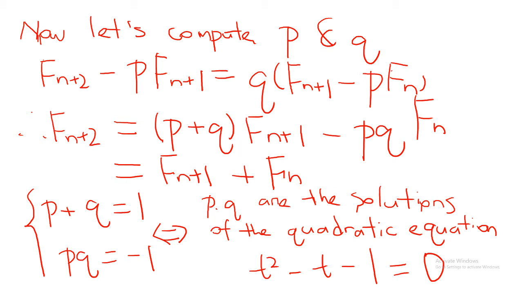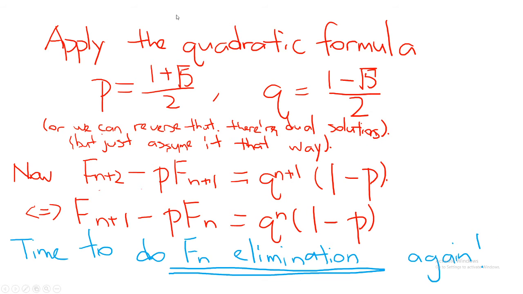According to a very famous theorem, p and q are the two solutions of a quadratic equation, that is t squared minus t minus 1 equals 0. Now we can apply the quadratic formula to get p equal to 1 plus the square root of 5 over 2 and q equal to this thing, or we can just reverse that. But let's just assume p equals this and q equals this, because if we reverse that, it does nothing to the final result.